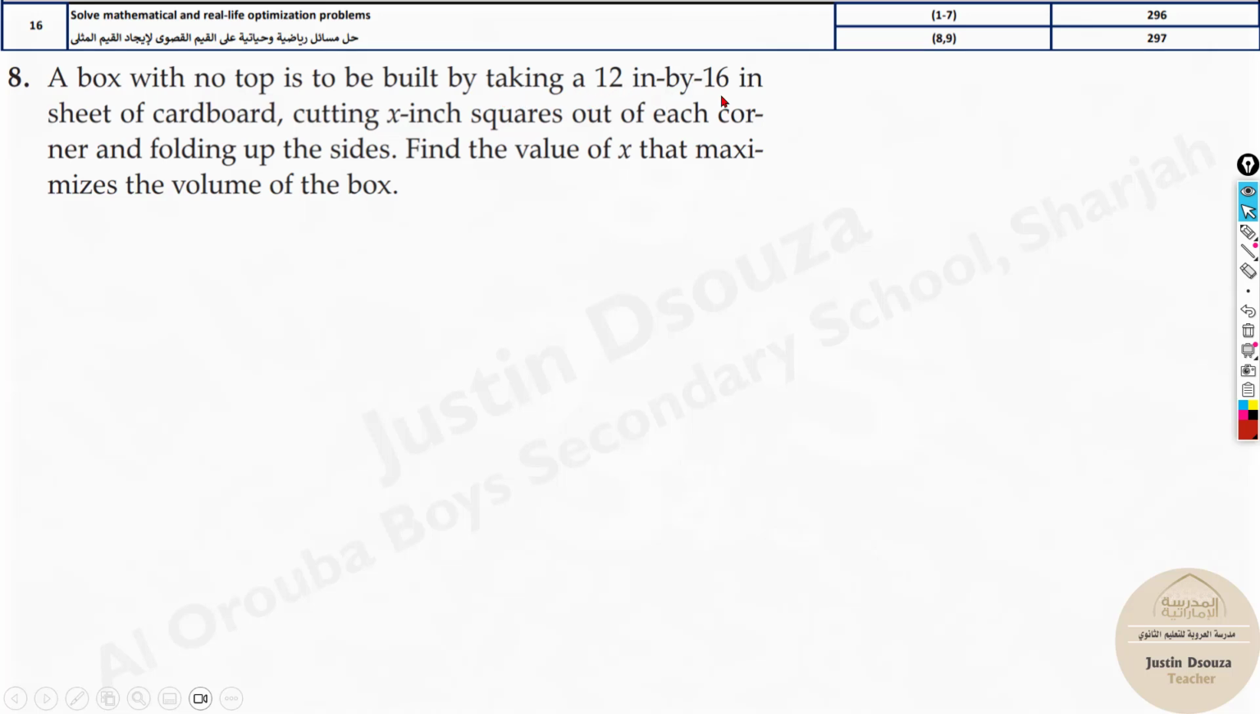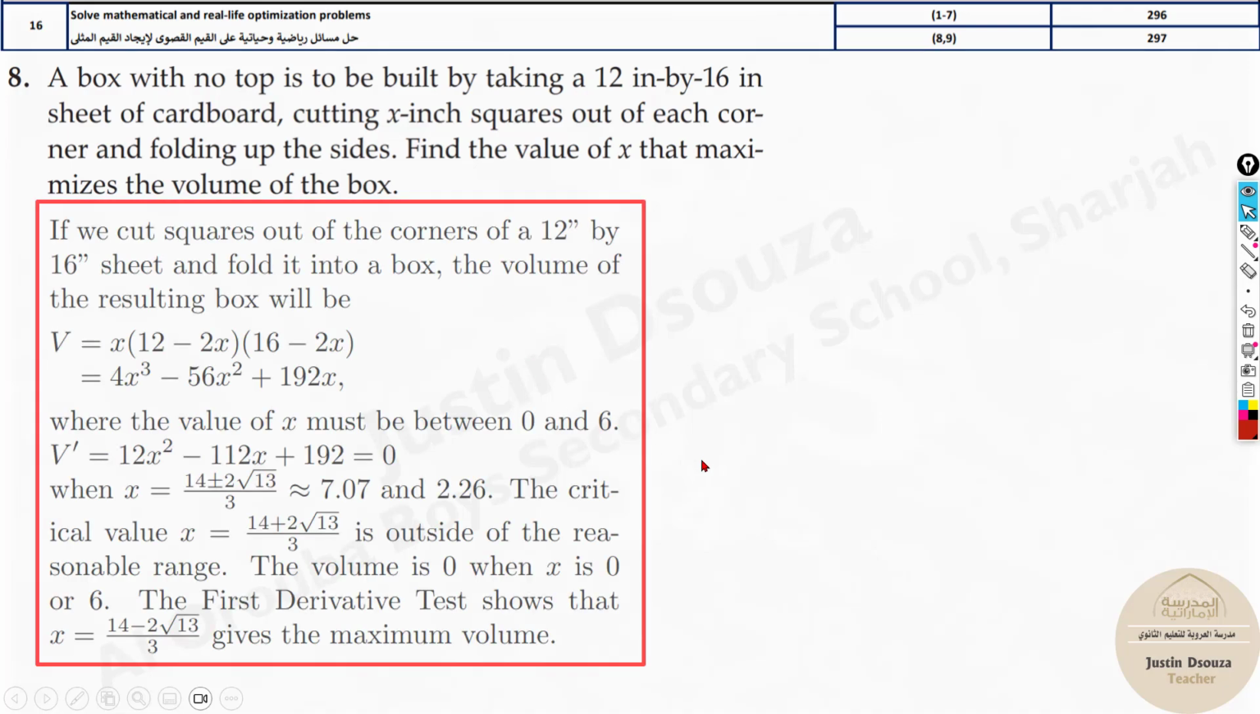It's just that over here it's 12 inches by 16 inches, no top. Please try to solve it by yourselves. Here also you have to maximize the volume, and then you can just do what we just now did. Solve it, do the number line, and find the critical exact value where you get maximum. Here is the worked out solution as well.